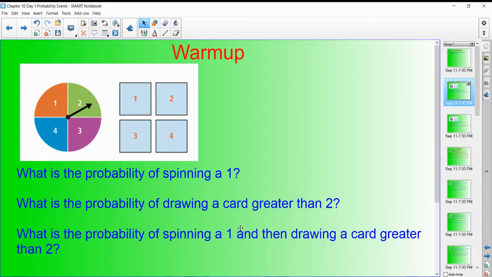Okay, we got a spinner, we got some cards. Simple probability here. What's the probability of spinning a 1? What's the probability of drawing a card that's greater than 2? And then what's the probability of doing both in succession? Spinning a 1, then drawing a card bigger than 2. Write down what you think. We'll look at the answers.